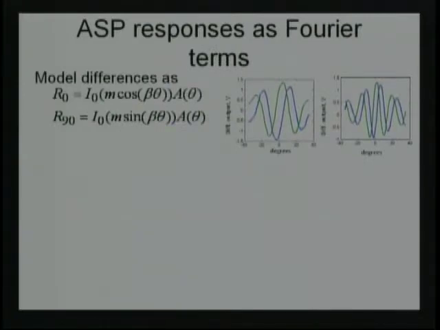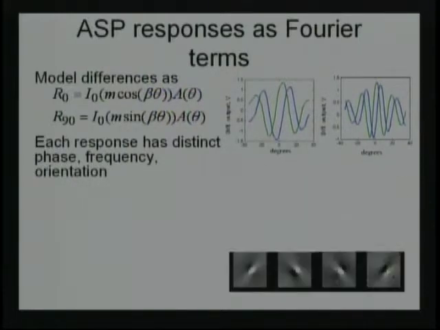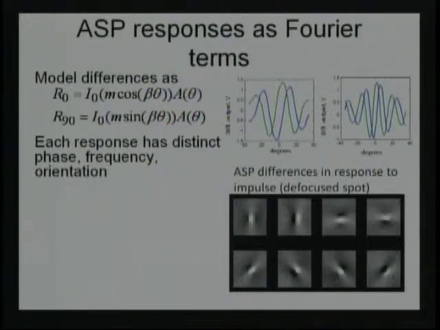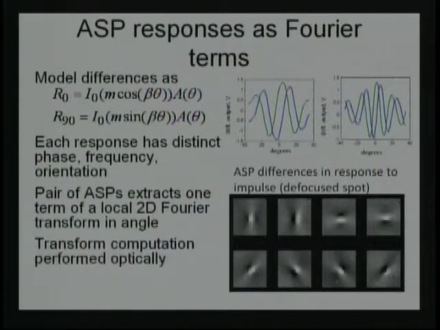Well, one thing to notice is that we've been modeling these essentially as sines and cosines, and each of our responses basically has its own frequency, its own phase, and its own orientation. This is very, very similar to a local 2D Fourier transform, a very low order 2D Fourier transform, probably second or third order. And these are actual measured impulse responses. So if each of these is extracting a local Fourier transform, we're basically getting this transform computed in the optical domain and being spat out to us.